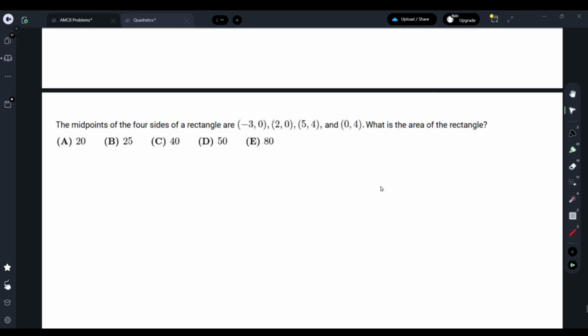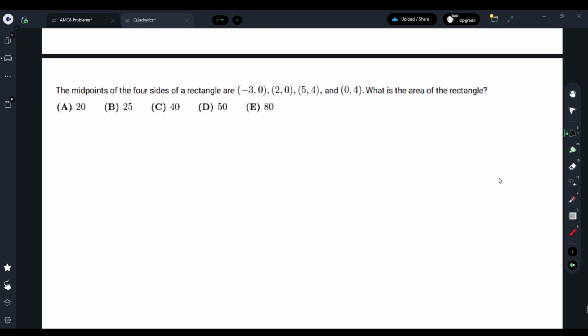Hey guys, today we'll be working on the 2022 AMC8 Problem 18. The midpoints of the four sides of a rectangle are (-3, 0), (2, 0), (5, 4), and (0, 4). What is the area of the rectangle?